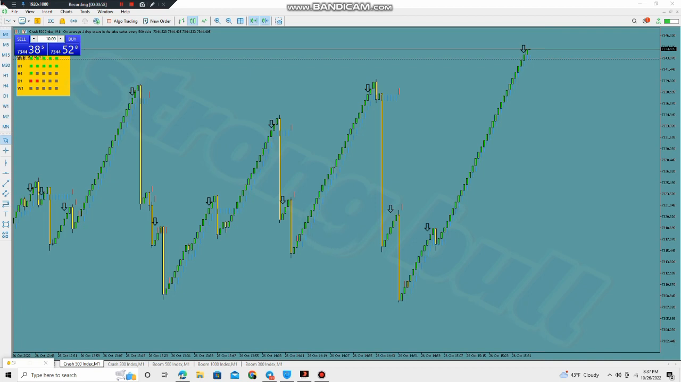Once the arrow appears, open your trade and wait for a maximum of 3 candles. If there is no spike, close your trade and wait for the next signal.